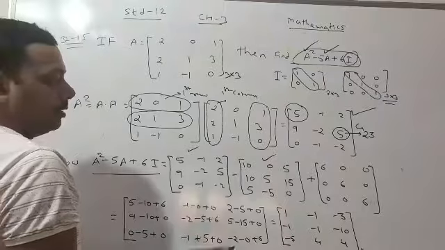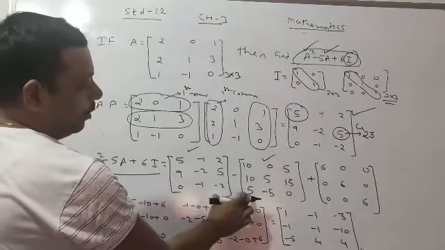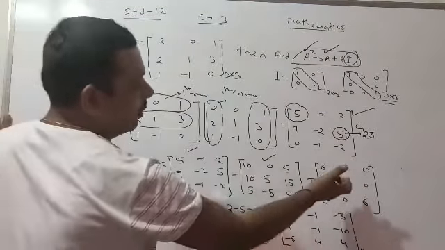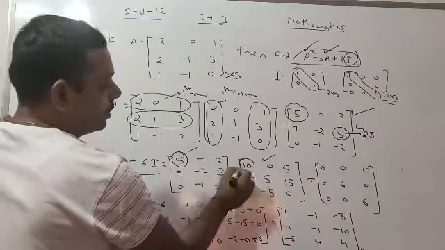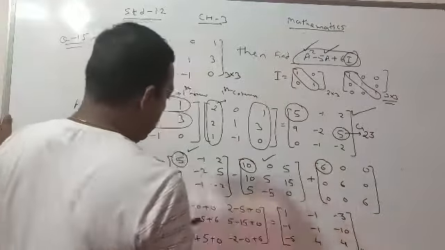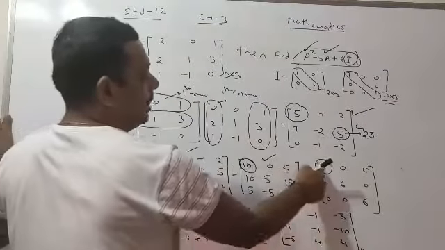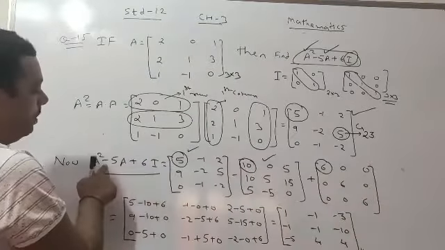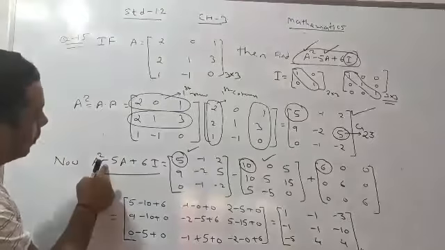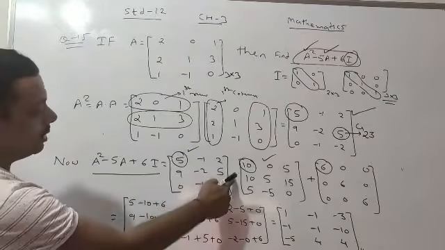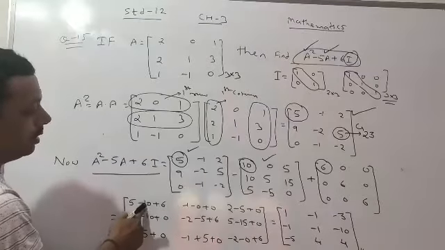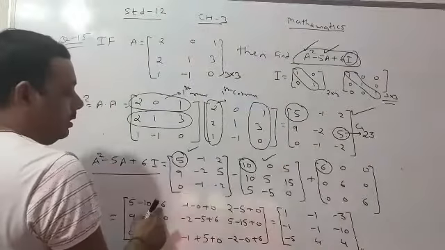Now it is up to you. You can perform this operation and then add with this, or you can do it directly: first entry, first entry, first entry. That is 5, 10 and 6. But remember that the sign is minus 5A. So we will write 5, that is the first entry, because this is minus 5A, minus 10, and this first entry is 6.